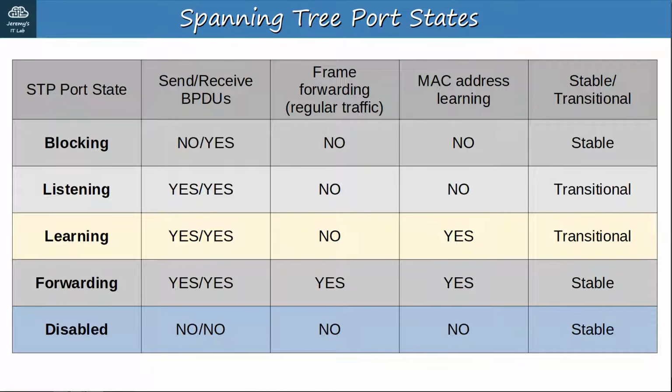For review, here's a summary of each spanning tree port state. For reference, I've also added the disabled state to the bottom, which, as I said before, is the spanning tree state of a shutdown, administratively disabled interface. Pause the video if you want to take a look at this table and use it for review.